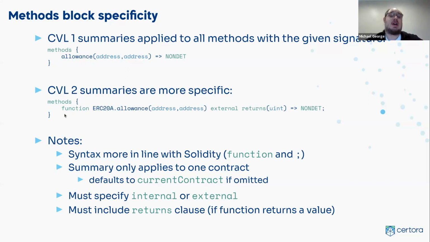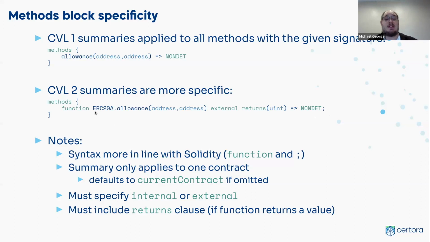So in CVL2, entries are much more specific. So this is the same entry as that, but in CVL2 syntax, there's a couple of things that have changed. The first thing is we've added the function keyword and the semicolon at the end. Since we were changing the syntax for CVL2, we wanted to make it a little more consistent and rhyme better with Solidity. And so we added the function keyword, and there are semicolons required in a bunch of places you might expect them, and this is one of them. So minor syntactic changes, but there are bigger changes here.